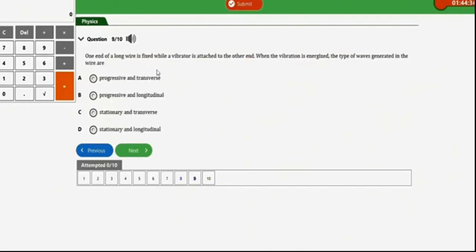It says one end of a long wire is fixed while a vibrator is attached to the other end. When the vibrator is energized, the type of waves generated in the wire are: option A, progressive and transverse, no. Option B, progressive and longitudinal, no. Option C, stationary and transverse, no. Option D, stationary and longitudinal, correct. So the correct option in this question is what? Option D. The type of waves generated in the wire are stationary and longitudinal waves.